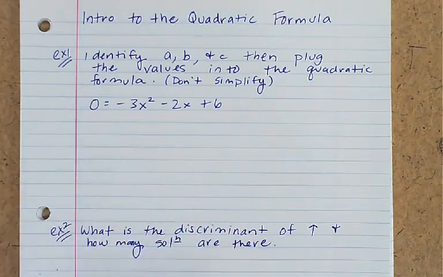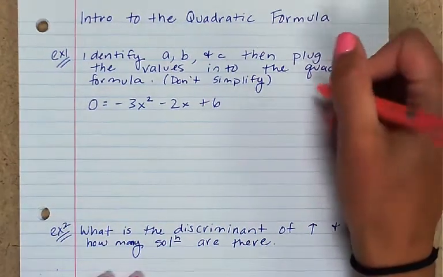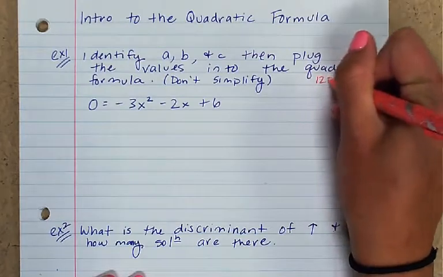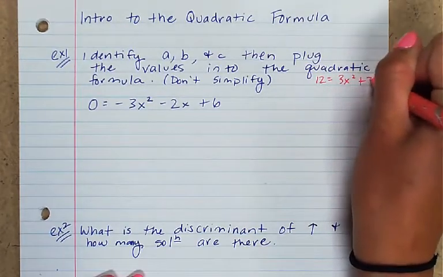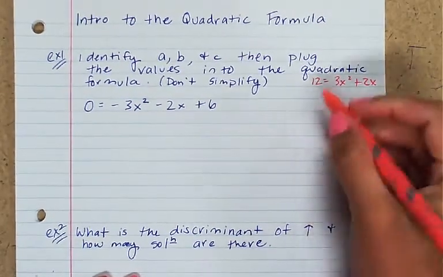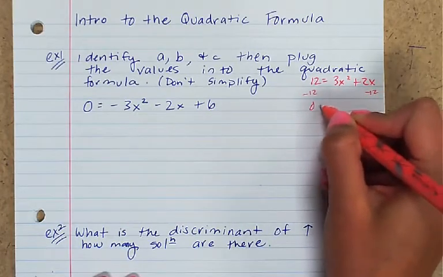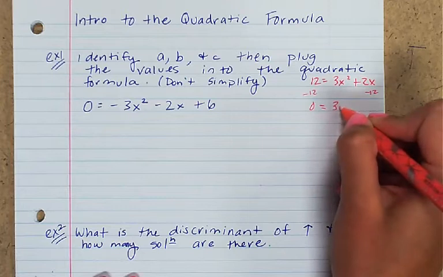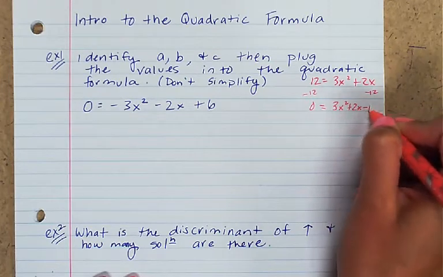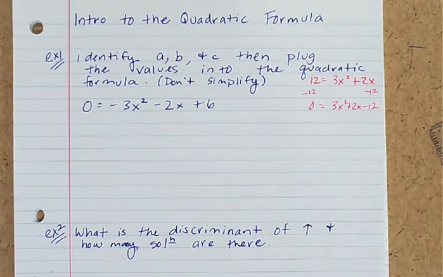So if we were to have had, I'm just going to make something up over here, something like this, you would have to subtract the 12 from both sides so that our equation equals 0. So 0 equals 3x squared plus 2x minus 12, like that. So everything has to be on the same side.